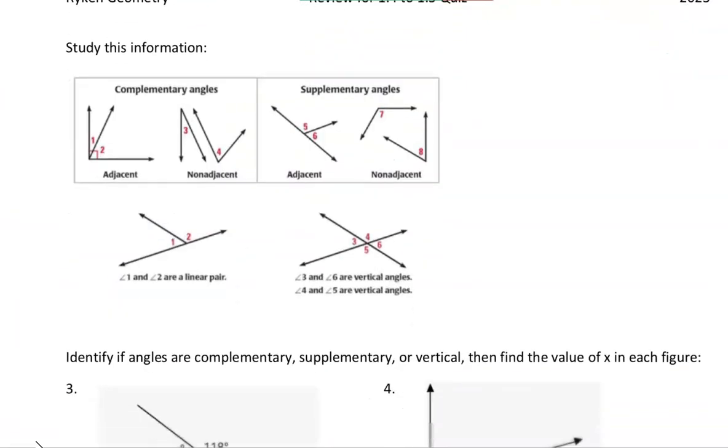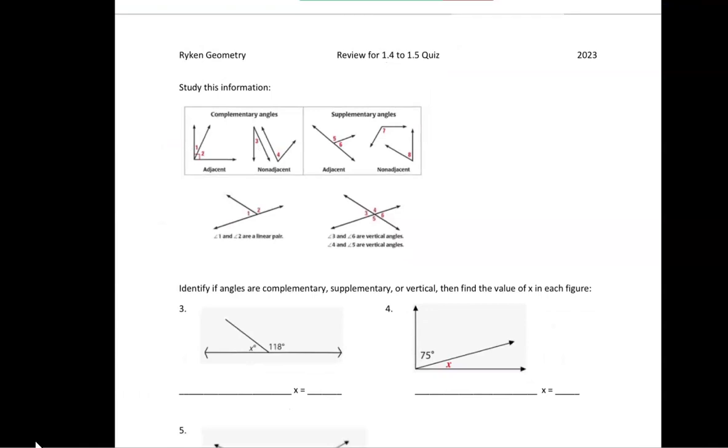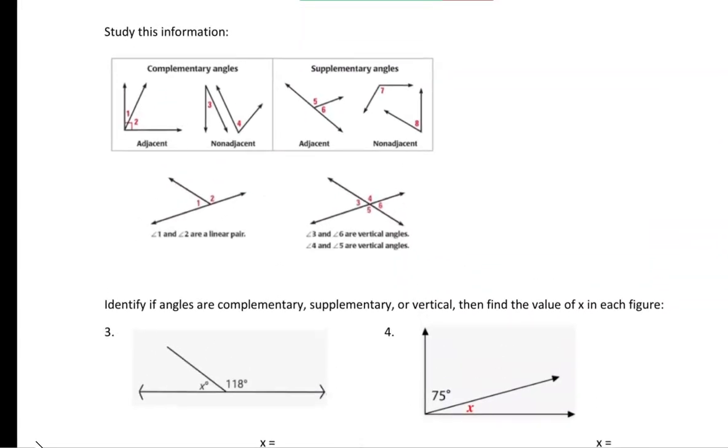All right, moving down to this next page. I put all kinds of good information here for you to look at. In this first box, this is where we're going to look at complementary angles, and they're going to remind us that complementary angles could be next to each other. That makes them adjacent, or they could be not touching. Adjacent means they share a common side. So angle 1 and 2 share a common side. Angle 3 and 4 are not touching. Therefore, they do not share a common side.